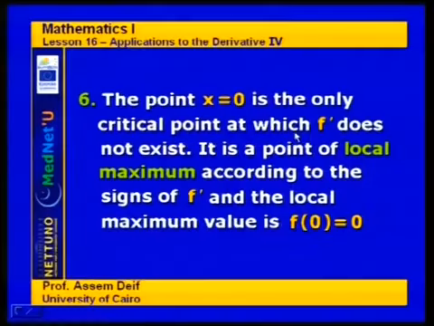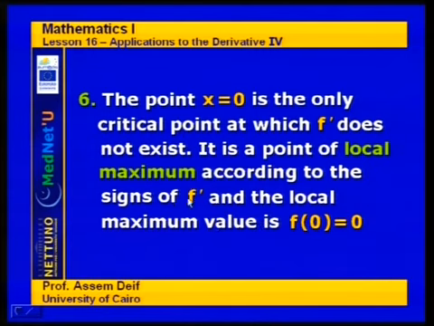So there remains the point x equals 0, the only critical point, as we said before, at which f prime does not exist. It's a point of local maxima. F prime does not exist because we said critical points are the interior points of the domain of the function at which either f prime is 0 or does not exist. In this case, the derivative does not exist, but you have to check the sign of the derivative around this point, and we found out that it's a local maximum because it changes from positive to negative.